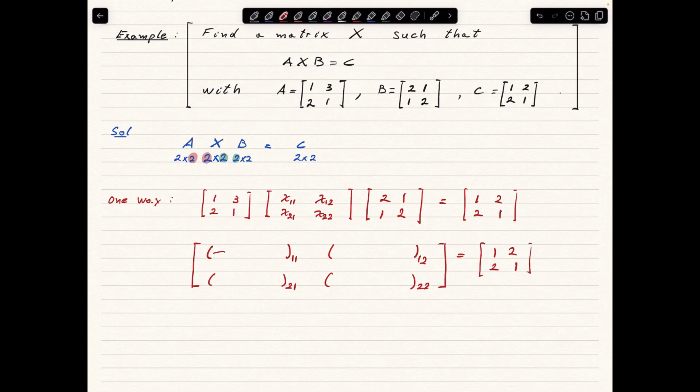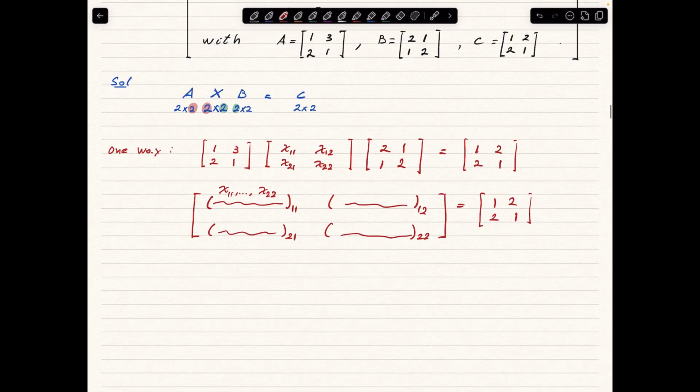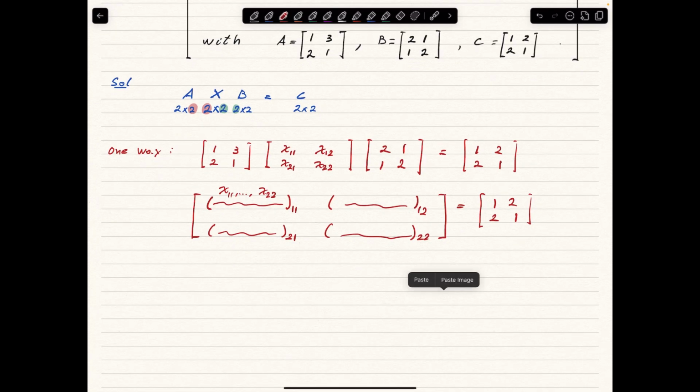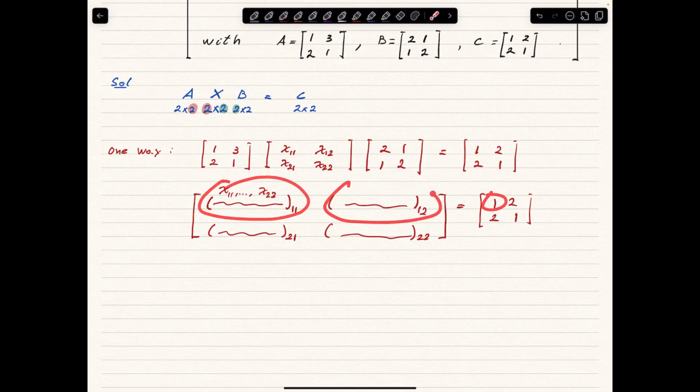And these coefficients are going to be long expressions here containing x11 all the way up to x22, all the 4 components of matrix X. And this equation is actually 4 equations. This coefficient has to be equal 1, this coefficient has to be equal 2, and so on.